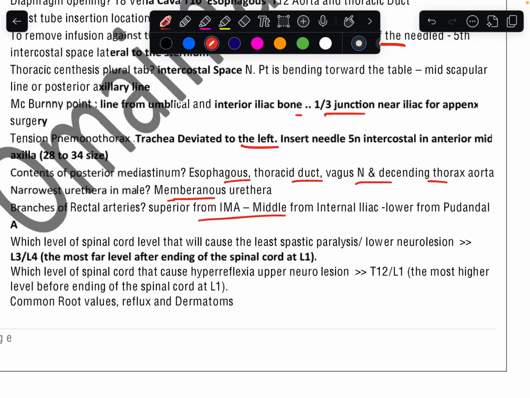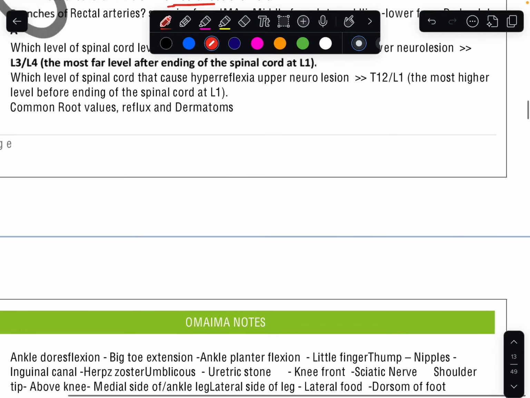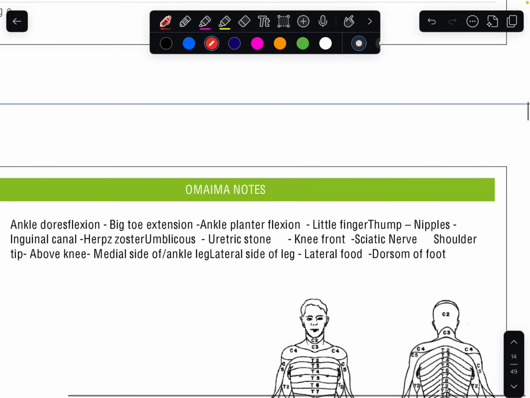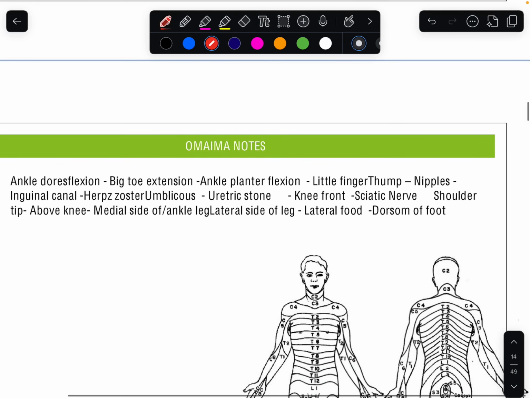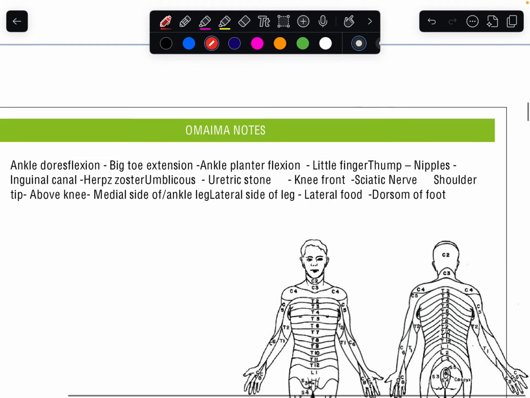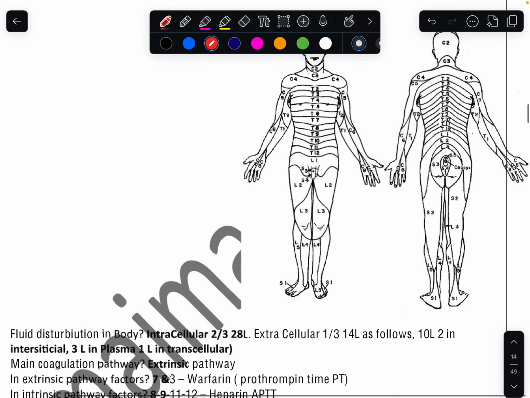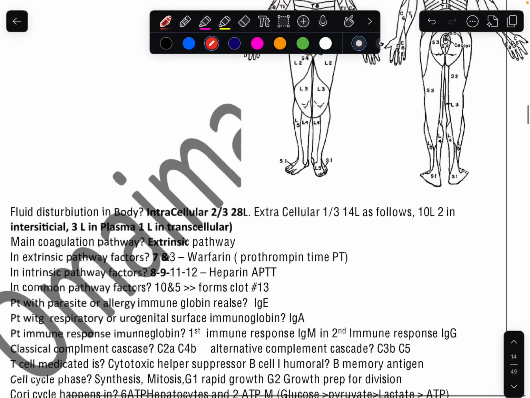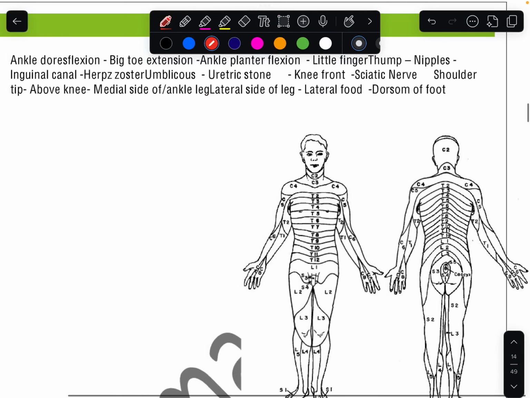Which level of the spinal cord injury will cause spastic paralysis rather than lower neuron lesion, most of the level ending in the spinal cord. Which level of spinal cord causes hyperreflexia? T12 and above, the most higher reflex, more common. Ankle dorsiflexion, big toe extension, plantar flexion, little finger, thumb, nipples, fluid distribution. So we'll stop here.